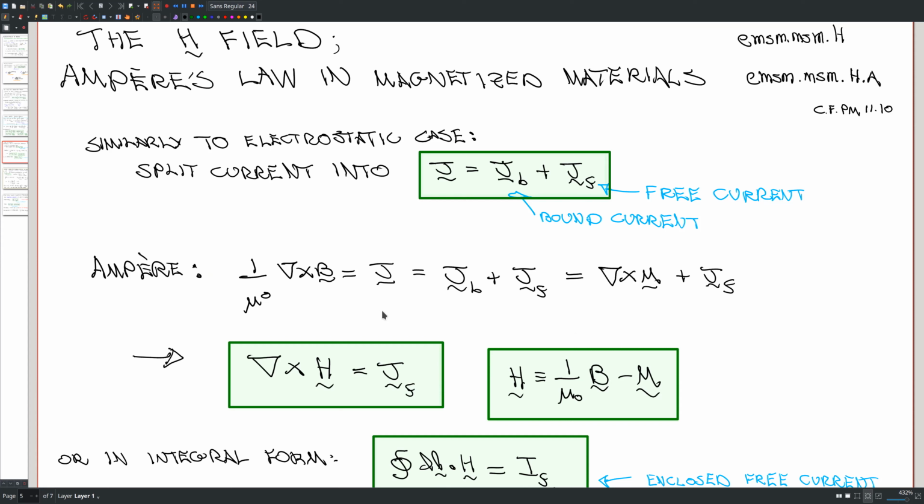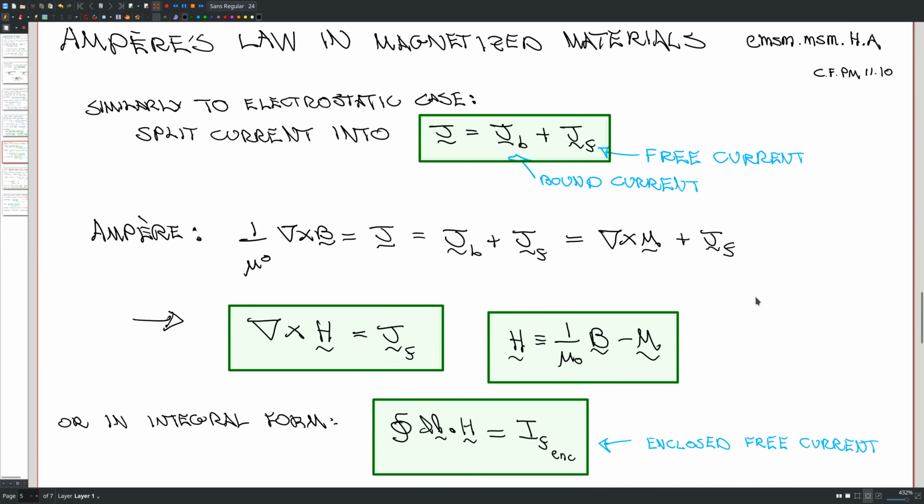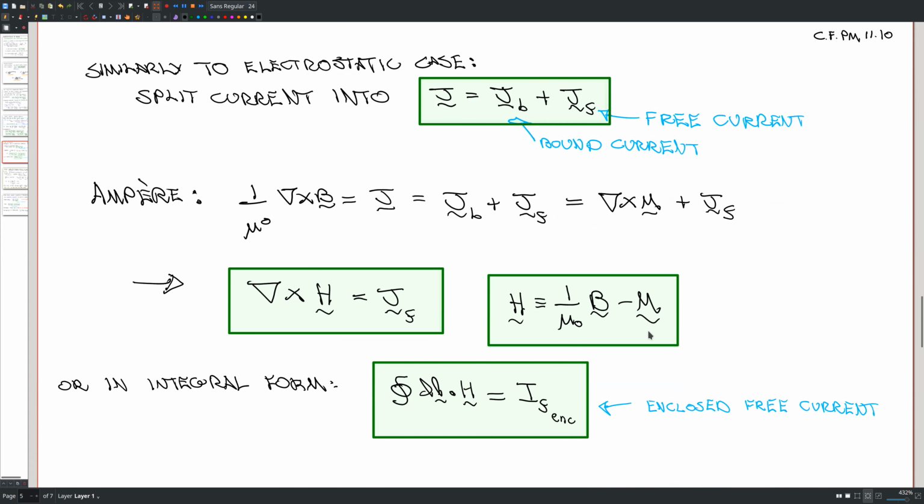So that's simply done by defining a new field. H doesn't carry a much more original name than H. So we define this H field as a particular combination of the rescaled magnetic field and this magnetization. And the point is that this H field obeys a form of Ampere's law which has only the free current as source. So curl of H is equal to the free current.